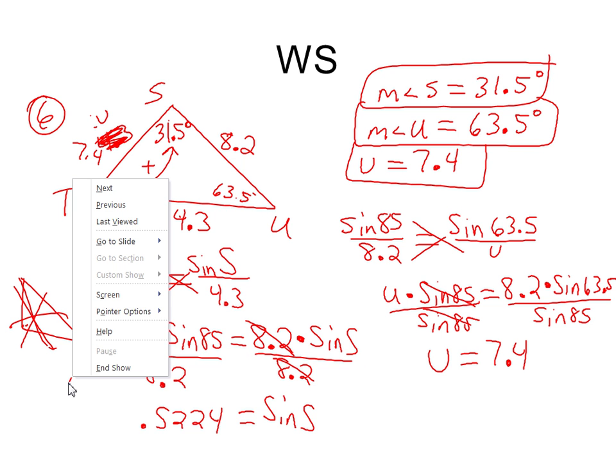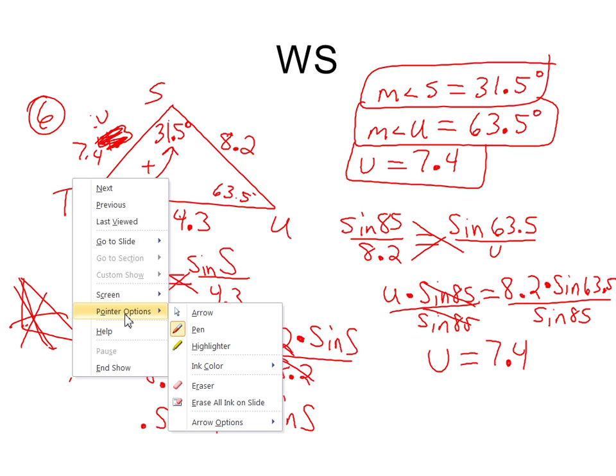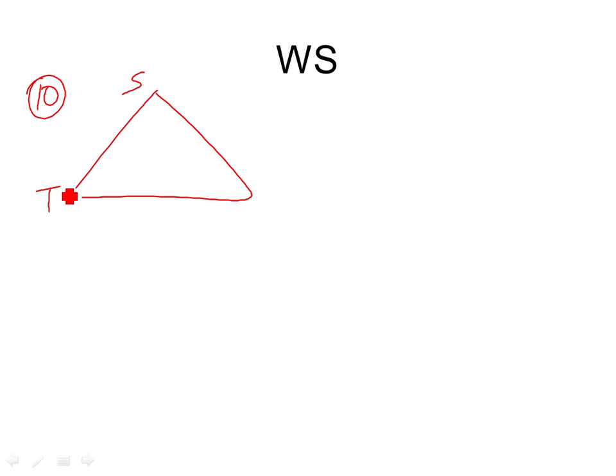Give me one more. 10. And, yeah. Problem 10. Make sure your names are on the papers. Again, same kind of triangle, right? STU.